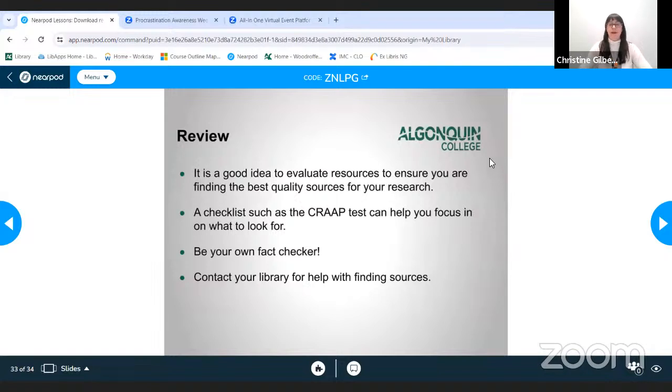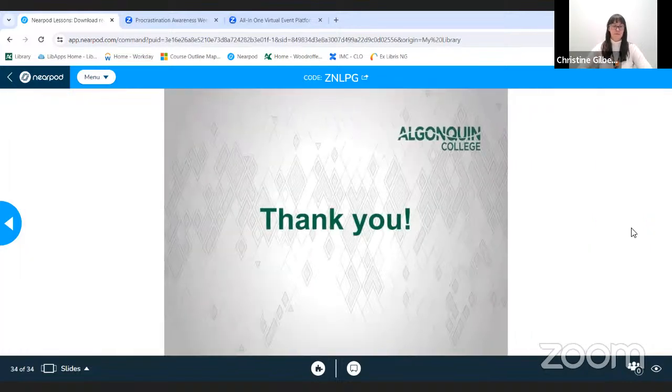All right, quick review before we end our time here together. It is always a good idea to evaluate resources to ensure you are finding the best quality sources for your research. A checklist, such as the CRAAP test, can help you focus on what to look for. You have to be your own fact checker. Don't believe everything you read without question. And lastly, the library is here to help with finding resources. Don't hesitate to contact yours. I hope you leave here today with a better understanding of evaluating resources using the CRAAP test.